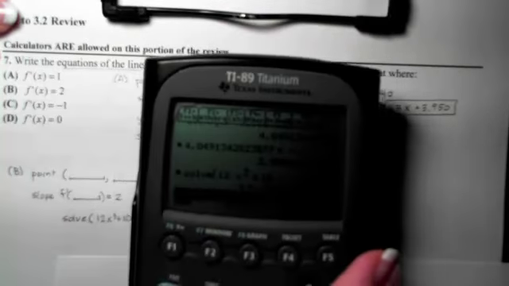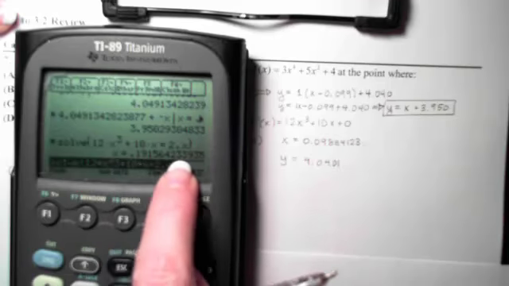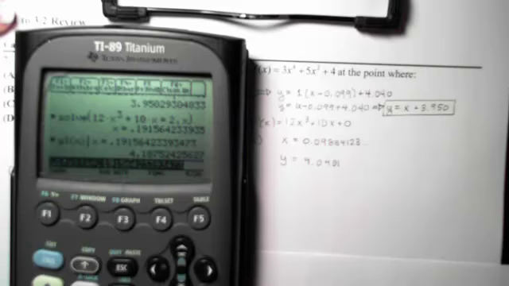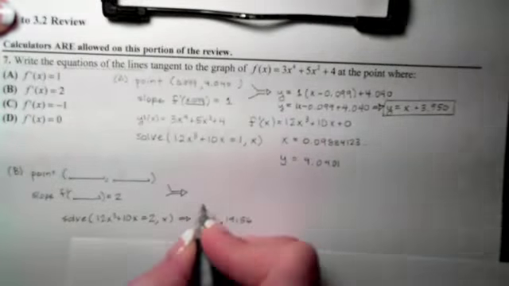Then I need the y-coordinate, and the y-coordinate means I'm going to plug this x-coordinate into the y editor. So y1 of x evaluated, go up, grab that x, turn it black, and hit enter. That will put it on your little home entry panel. Hit enter. Here comes my y-coordinate, which is 4.1875.